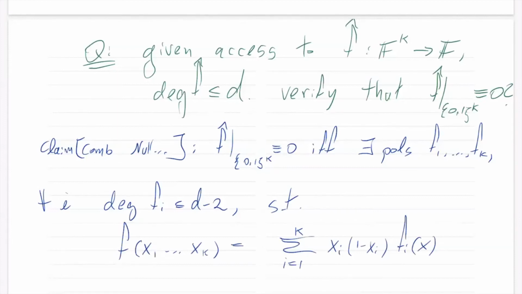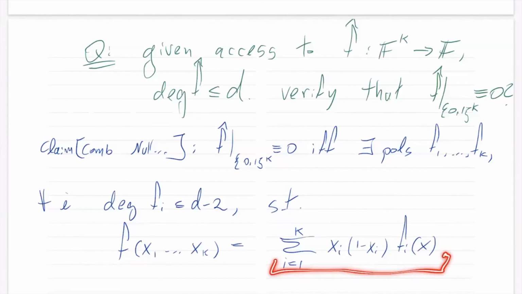So what is going on here? Let's look at the easy part first. If all the coordinates are either 0 or 1, then all of the summands here will be 0, because either xi is 0, in which case this will zero out the summand, or xi is 1, in which case this thing will be 0. So for all Boolean inputs, this thing is 0.